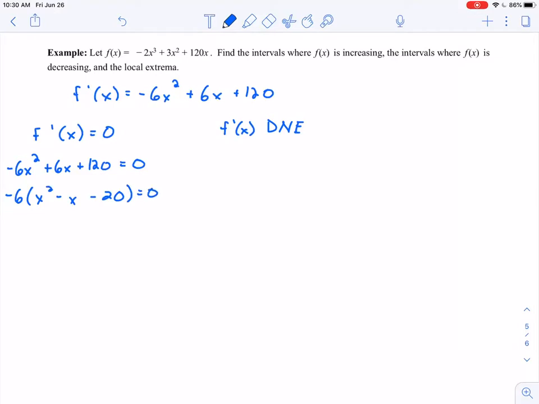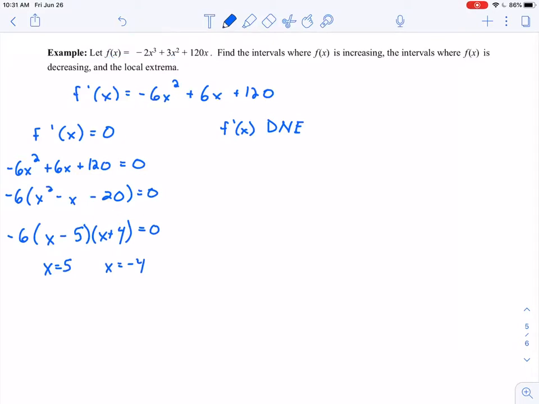And then I can take this expression right here and factor it further. I need two numbers that multiply to be a negative 20, add to be a negative 1. So that would be x minus 5 times x plus 4 is equal to 0. Taking each factor, setting it equal to 0, gives me x equals 5 and x equals negative 4. I know that these are both critical numbers because we're working with a polynomial. That polynomial has domain of all real numbers. So that means that 5 and negative 4 are definitely critical numbers.